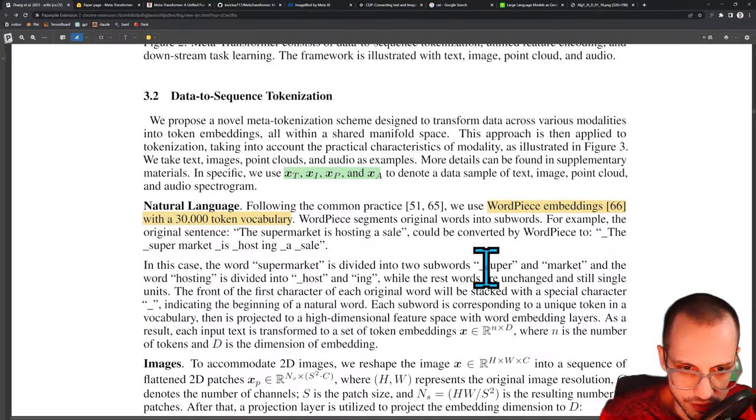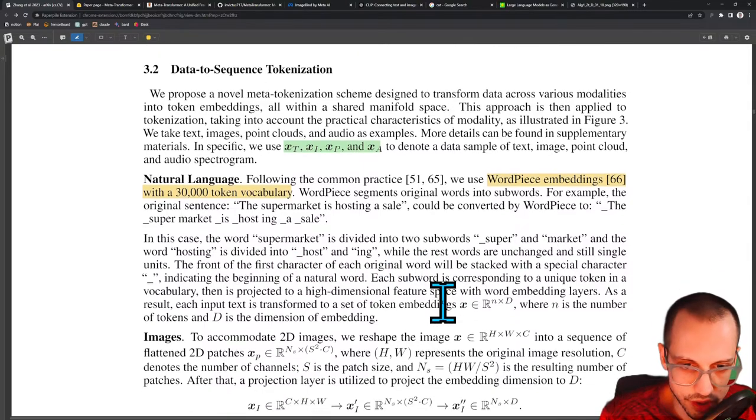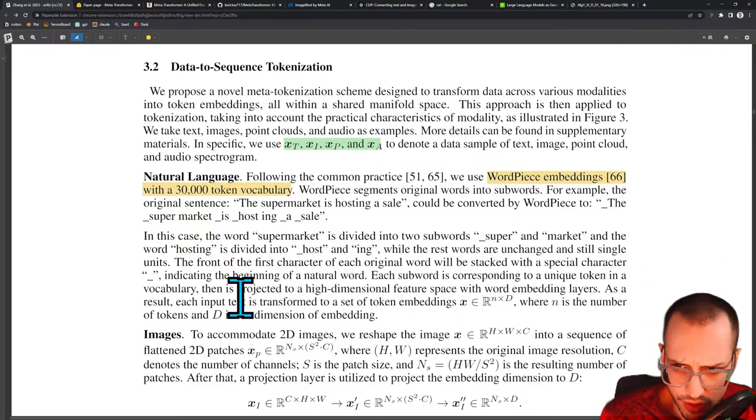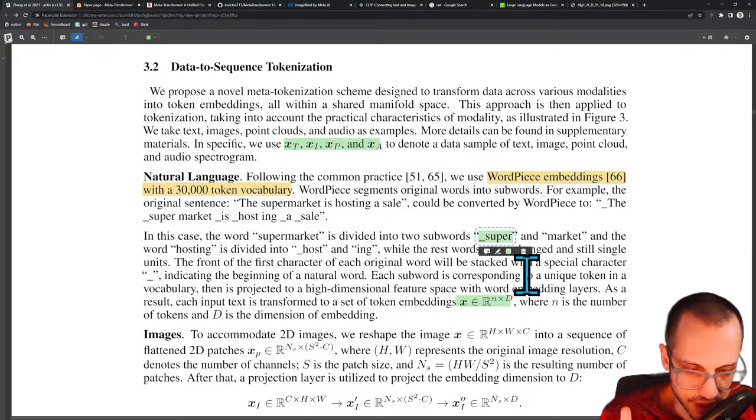The word supermarket is divided into super and market, and the word hosting is divided into host and ing. This is basically just how standard text tokenization works. Each subword corresponds to a unique token and is then projected into a high-dimensional feature space with the word embedding layers. As a result, the input text is transformed into a set of token embeddings, n by d, where n is the number of tokens and d is the dimension of the embeddings. So every single piece has some corresponding embedding, which has some dimensionality d.